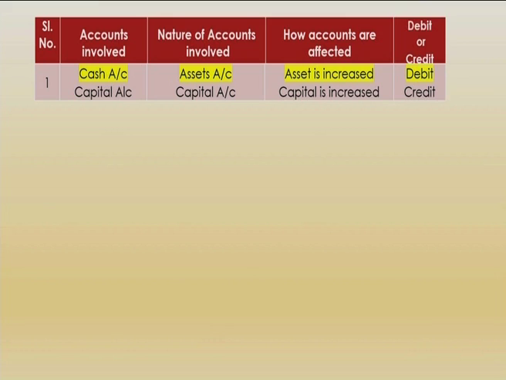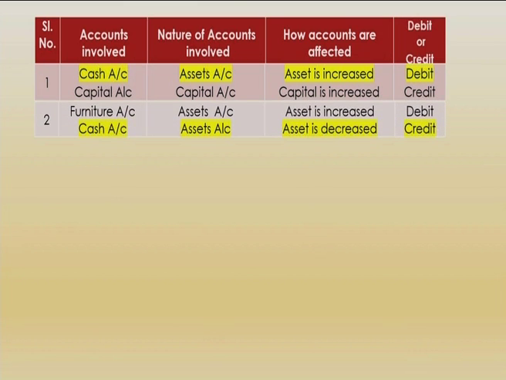Therefore, when you have one increase in asset here on the left hand side, there will be increase in liability or shareholders equity or capital on the right hand side. Therefore, cash account, an asset, is increased. Capital account, it is capital, and capital is increased. We have credited that one.